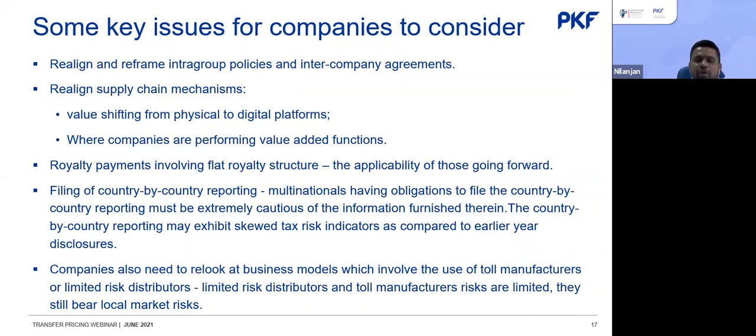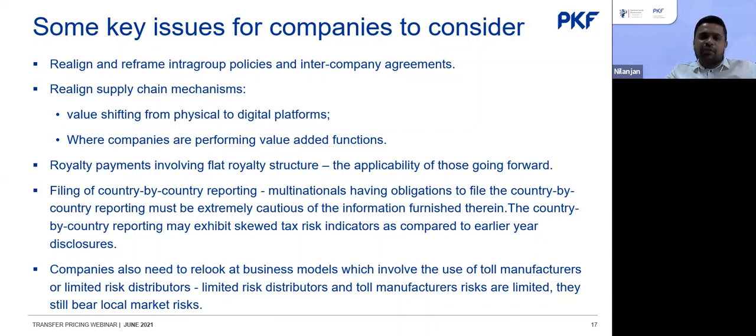This slide is quite important for most of you in terms of what some of the key issues are. So we need to look at realigning and reframing intra-group policies and intercompany agreements, which means that our parent might have an intra-group policy. We still need to see if that policy is still applicable considering what has happened due to COVID, and whether our intercompany agreement needs to be realigned or reframed because of the impact of COVID. Also, we need to realign some of the supply chain mechanisms, like a lot of companies have shifted from physical to digital platforms. So we accordingly need to update our intercompany agreements and our policies.